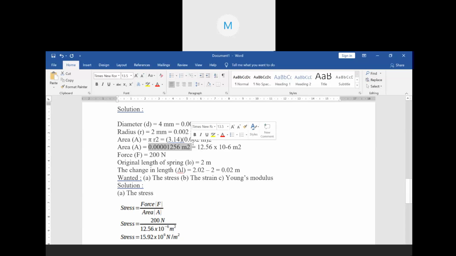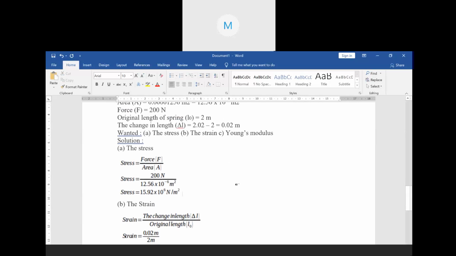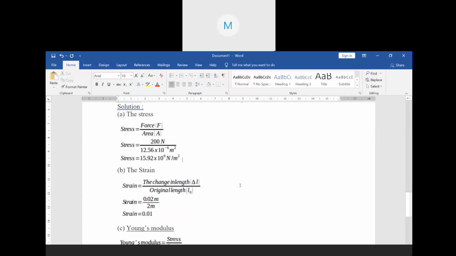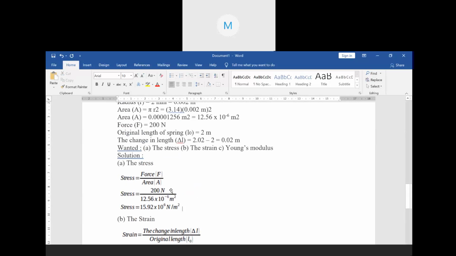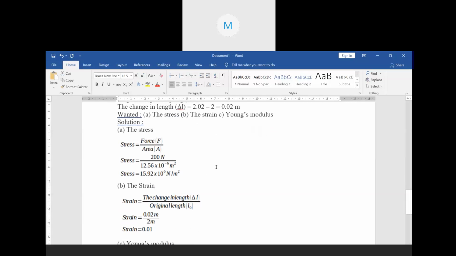So area is coming out to be 12.56 into 10 to the power minus 6 meter square. Okay, so this is the area. Now after area you have to find out stress, strain and Young's modulus. What is the stress now? Stress is force per unit area. You know the force, 200, right? You know the area. That means this is the stress.